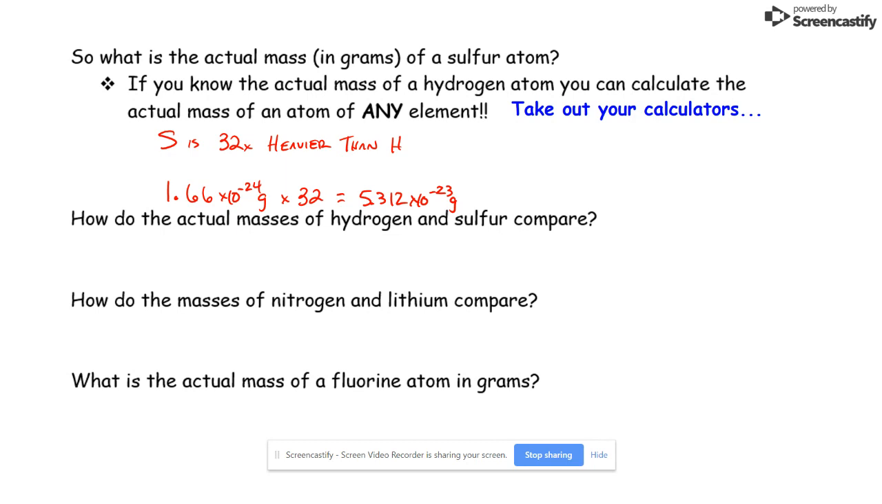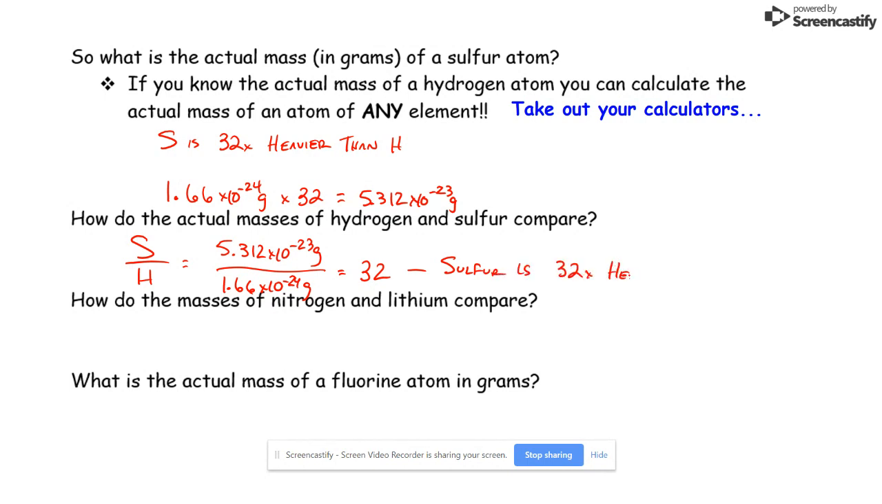And so now let's look, how do the actual masses of hydrogen and sulfur compare? And so since sulfur, according to the periodic table, is bigger, we're going to put sulfur on top of our fraction and hydrogen on the bottom. And as we compare, we'll put 5.312 times 10 to the negative 23rd grams over our 1.66 times 10 to the negative 24th grams. Now, when we divide this, we should end up getting 32, which, remember, means sulfur is 32 times heavier than hydrogen.